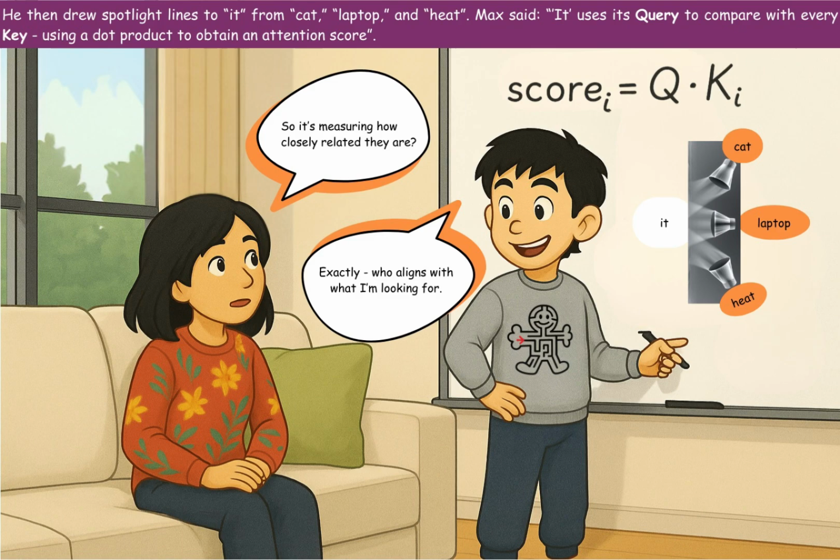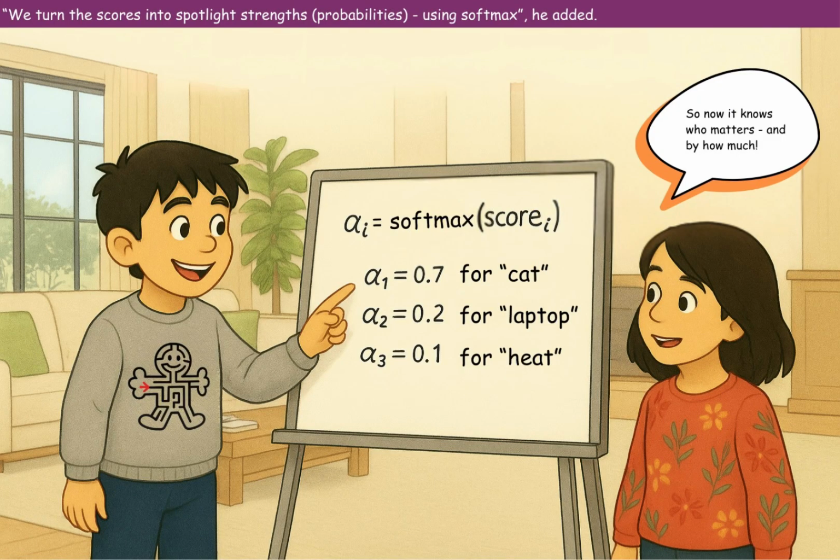Max said, It uses its query to compare with every key using a dot product to obtain an attention score. On the whiteboard, Max wrote, score i equals Q times K i. So it's measuring how closely related they are. Exactly. Who aligns with what I'm looking for? We turn the scores into spotlight strengths, probabilities, using softmax. He added. Max wrote on the whiteboard, alpha i equals softmax, score i.